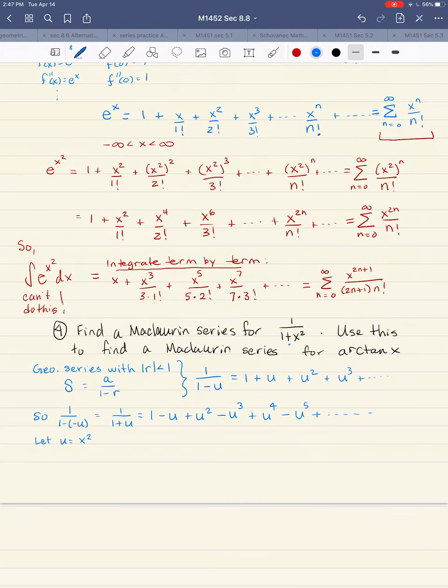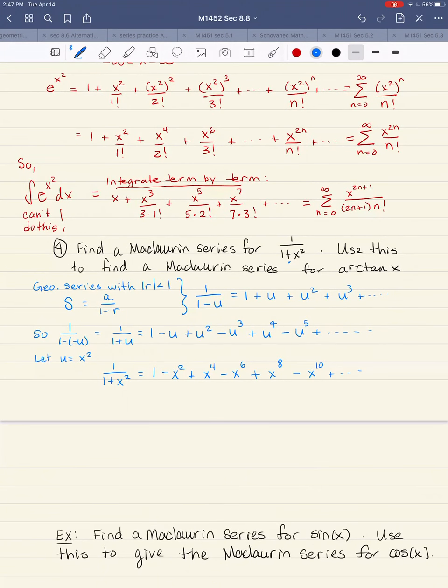Now I'm going to replace u with x squared. And so I have 1 over 1 plus x squared. It looks like 1 minus x squared plus x squared squared minus x squared cubed. Raise a power to a power, you multiply exponents, plus x squared to the 4th minus x squared to the 5th, and so on. And so look at that. I've got a power series for 1 over 1 plus x squared.